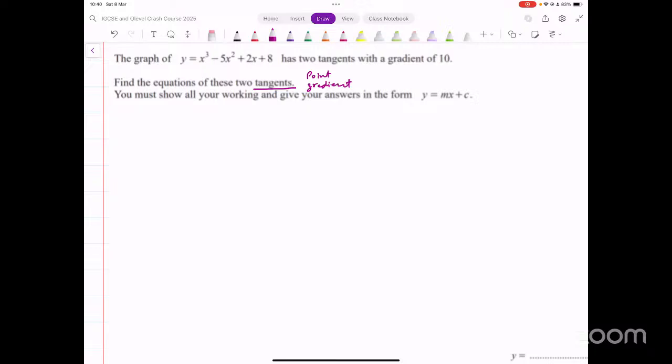Now, in this case, what they've done is that they've given us the gradient. They've given us that the gradient is equal to 10. Okay, so we know the gradients of both of these tangents. Both of these tangents have the same gradient, that's 10.